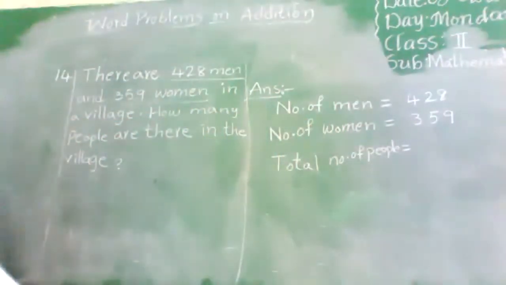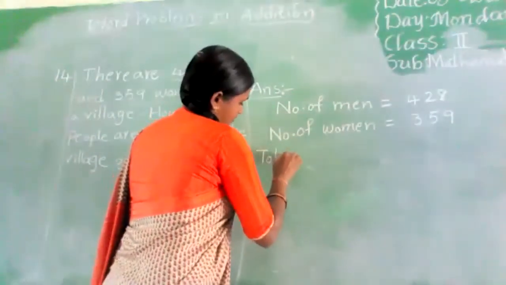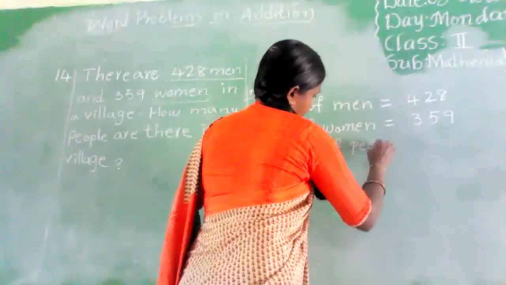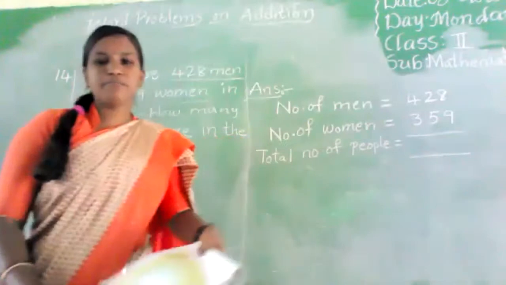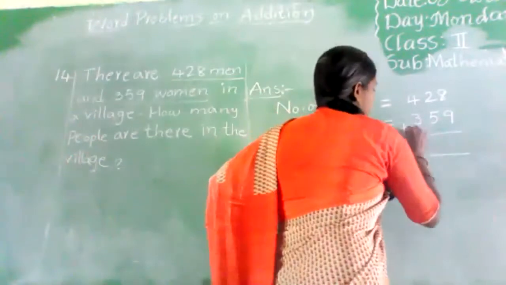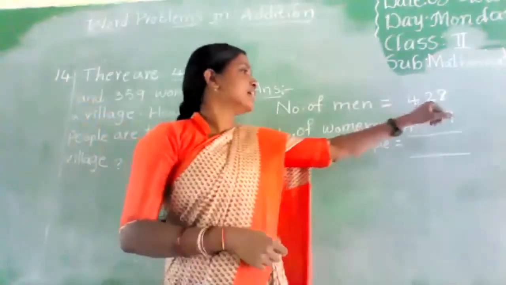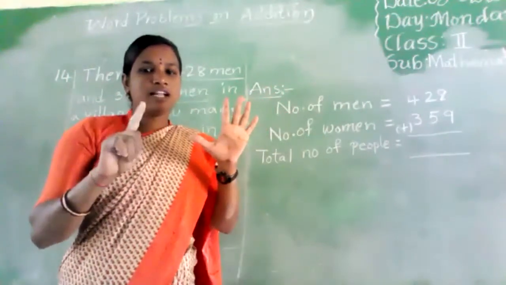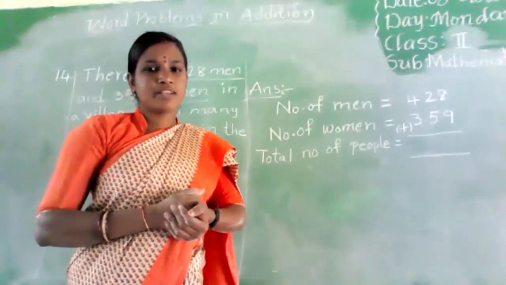Total number of people. We have to find the total number of people. So that's why we have to add the number of men and the number of women. First, add means plus. 8 plus 9. Keep 8 in mind, take 9 fingers: after 8, 9, 10, 11, 12, 13, 14, 15, 16, 17. So 8 plus 9 is 17.